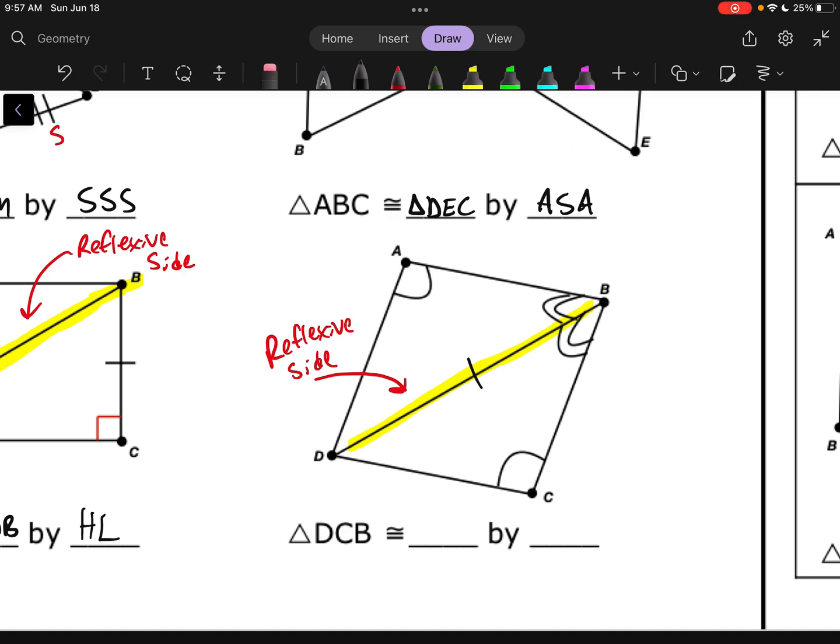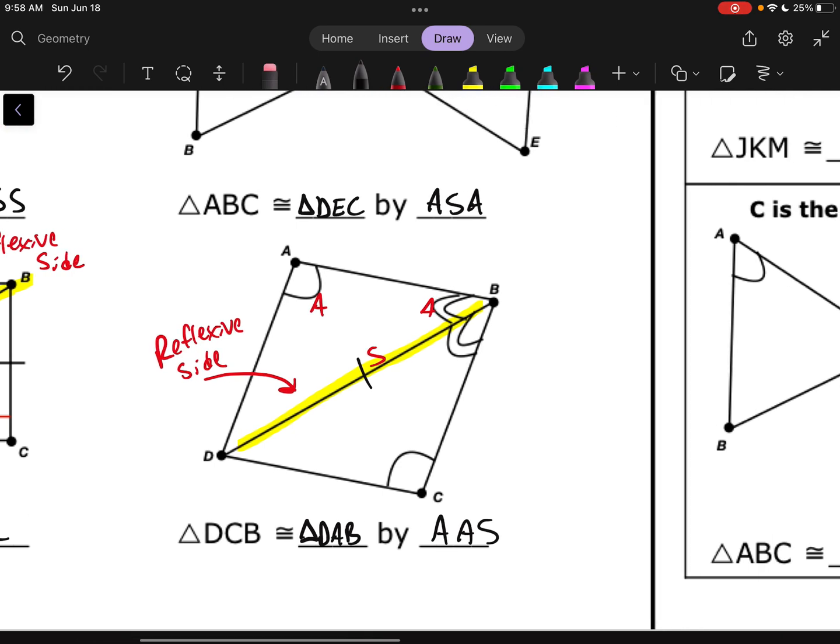And then looking at our markings, I see an angle and a side. So triangle DCB would be congruent to triangle DAB, making sure that I line up the letters the right way. And that would be angle, side.